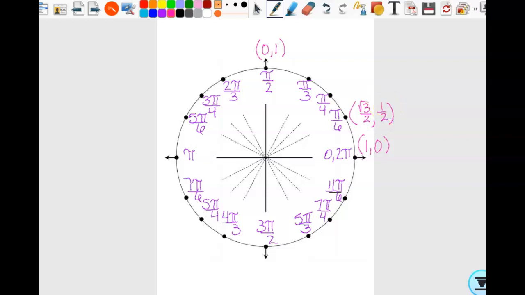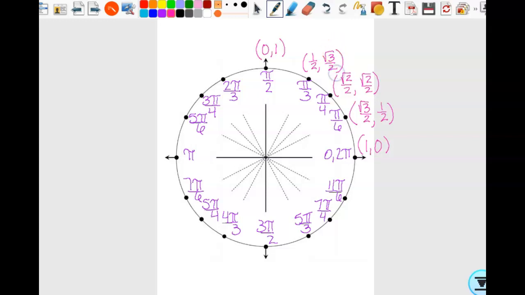Good. All right, pi 4ths. Put your middle finger down. What's your x value? Square root of 2 over 2. What's your y value? Square root of 2 over 2. Pi thirds, put your index finger down. What's your x value? 1/2. What's your y value? Square root of 3 over 2.